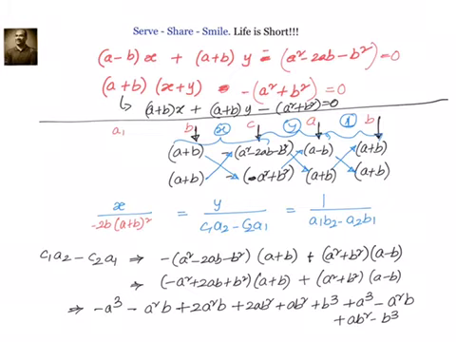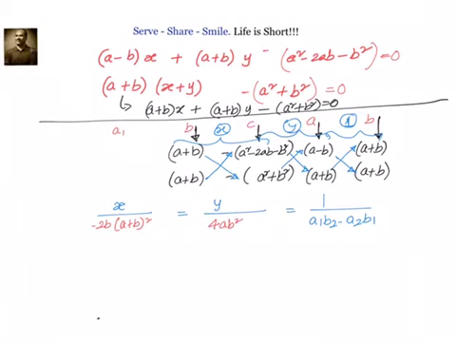Let us see what we can cancel. We can cancel minus a cube and plus a cube. We can cancel plus b cube and minus b cube. We have minus a square b, minus a square b, plus 2a square b. So left out is 4ab square. So we got c1 a2 minus c2 a1 equal to 4ab square. So let's go ahead and substitute that.